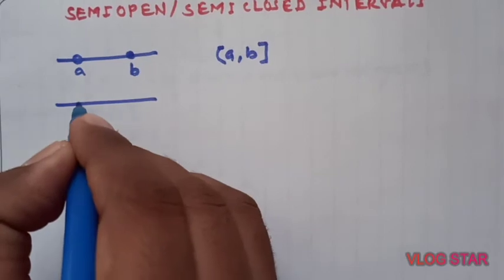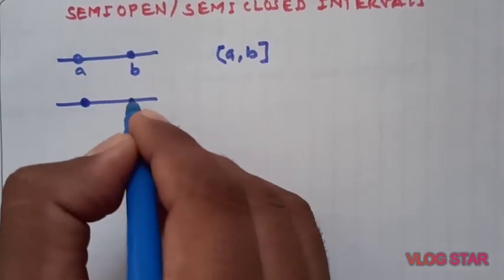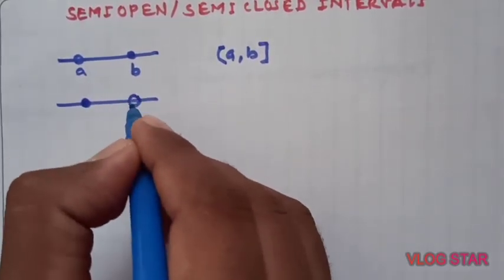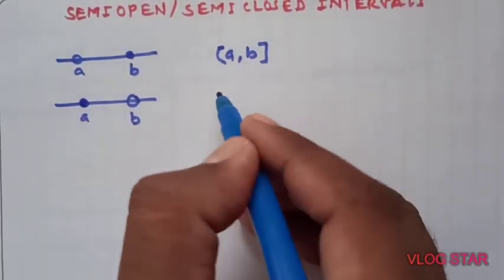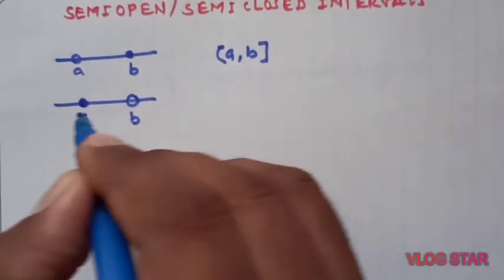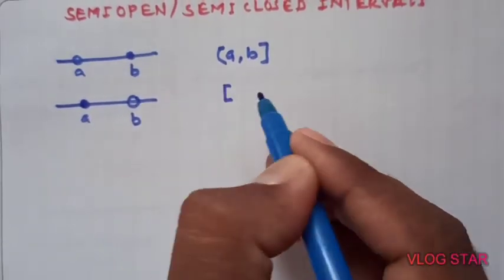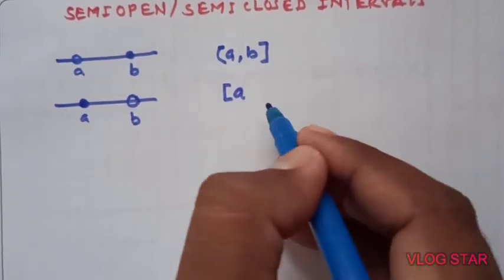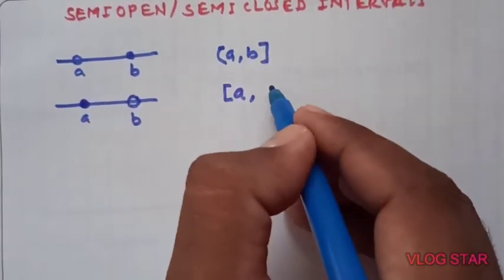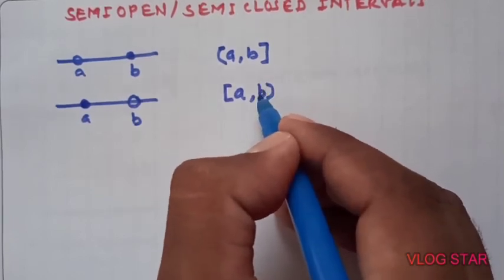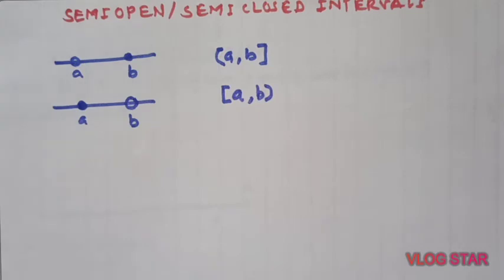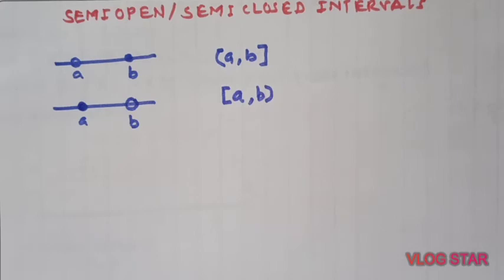Sometimes A is a member but B is not a member. Hollow portion. So A is included, B is not included. It means here A is a member, so we will use a square bracket because A is a part of the interval, but B is not a part of the interval, so we will keep the open bracket. This is the sign of the open bracket. So like this we understood the open interval, closed interval, semi-open, semi-closed.